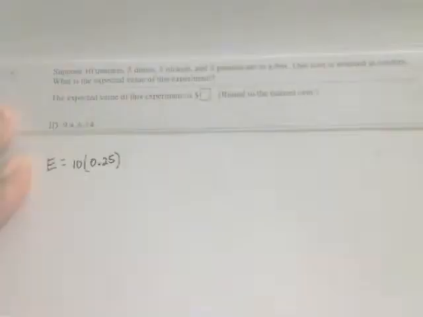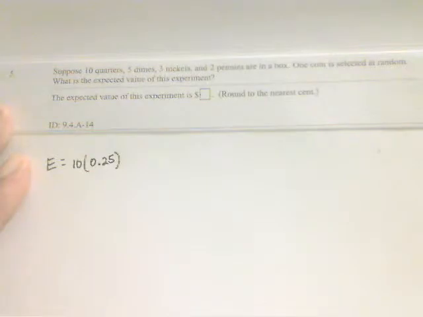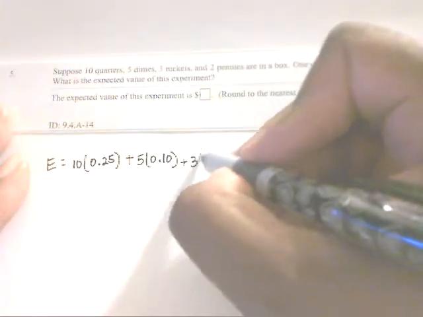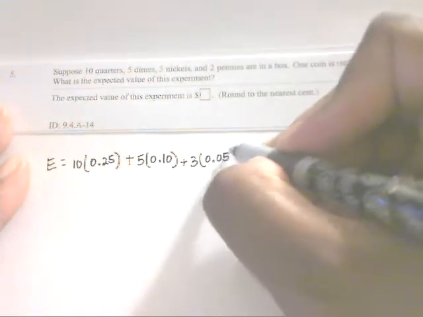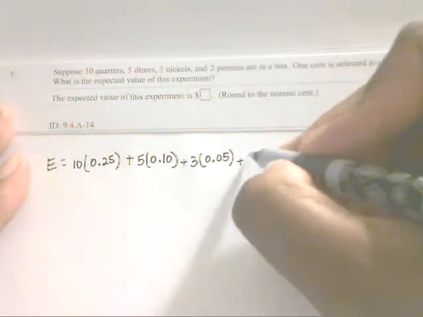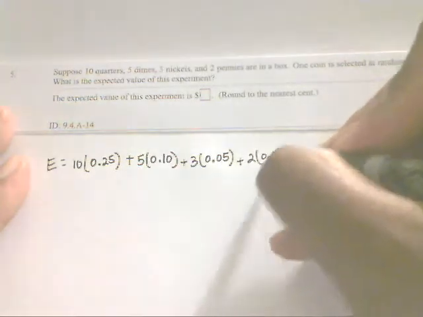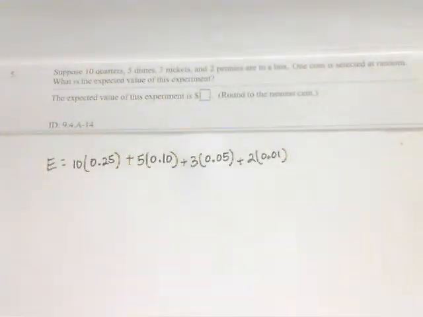Okay, there are 10 quarters. A quarter has a value of 25 cents. So now you're going to have, and we're going to let E be the expected value, 10 times 0.25, because there are 10 quarters. Each quarter is the value of 25 cents. There are 5 dimes. Each dime is worth 10 cents, so it'll be 5 times 0.10. And 3 nickels are worth 5 cents each, so it'll be 3 times 0.05. 2 pennies, that's worth 1 cent, or 0.01.